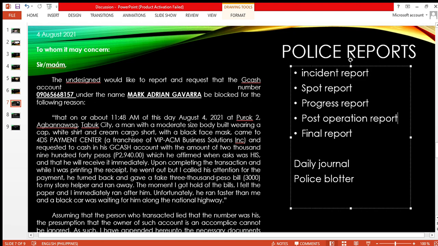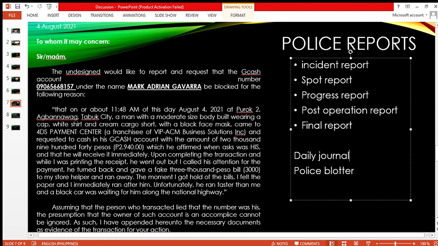And then the last type of police report is what we call the final report. Okay, this is a report stating the resolution of the case. How did the case or the incident being settled? Was it finally settled, or is it still an ongoing case? Okay. But aside from this investigative or investigation reports, we have the daily journal and the police blotter.